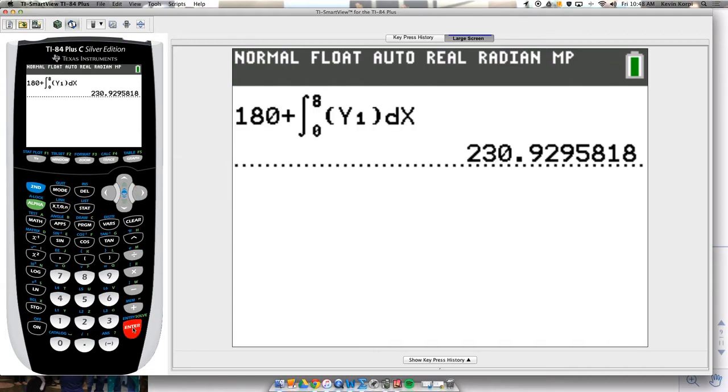Whoa! Yeah. Now notice we're going to truncate here instead of round, just so we're not making the guy any heavier. Okay. 230. He got up to 231 pounds.